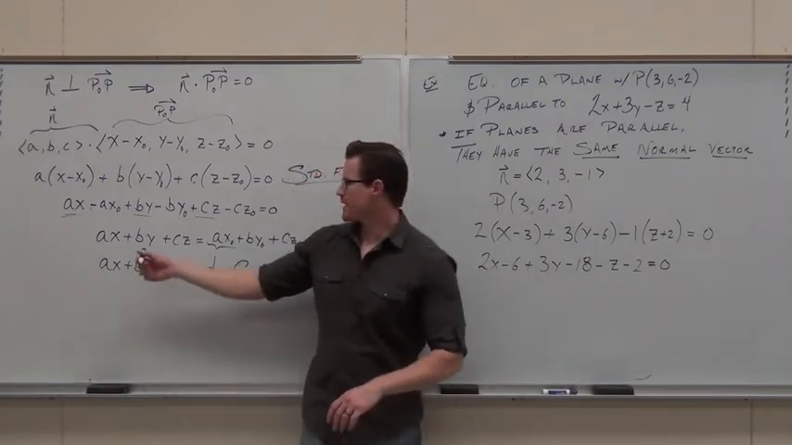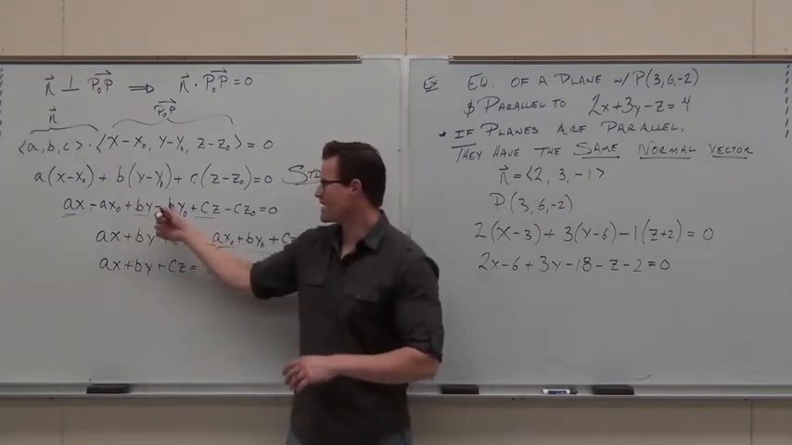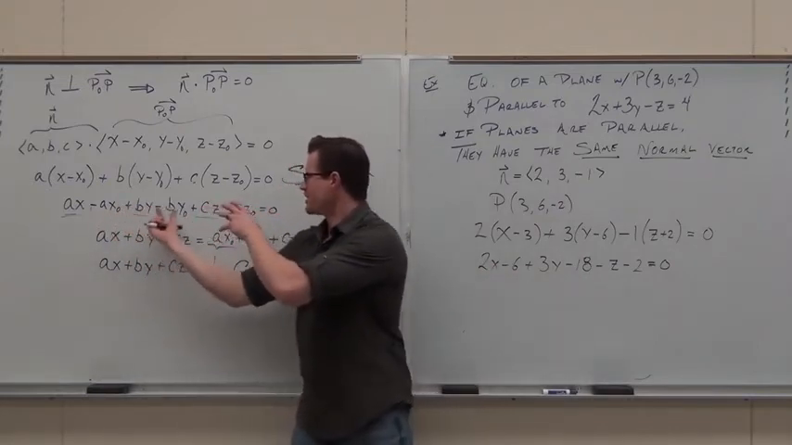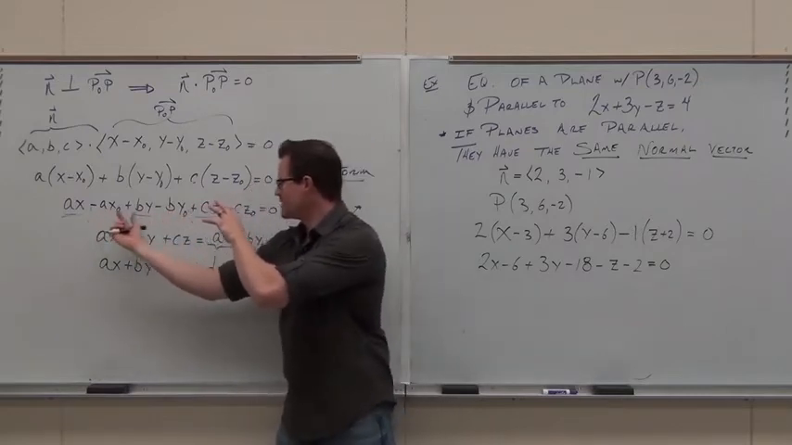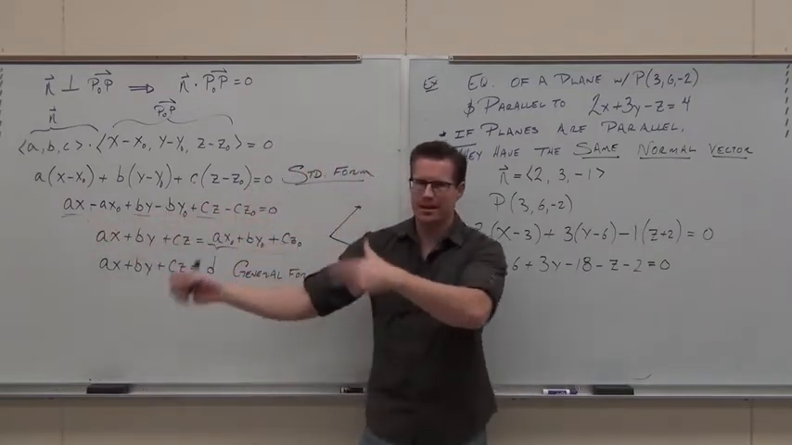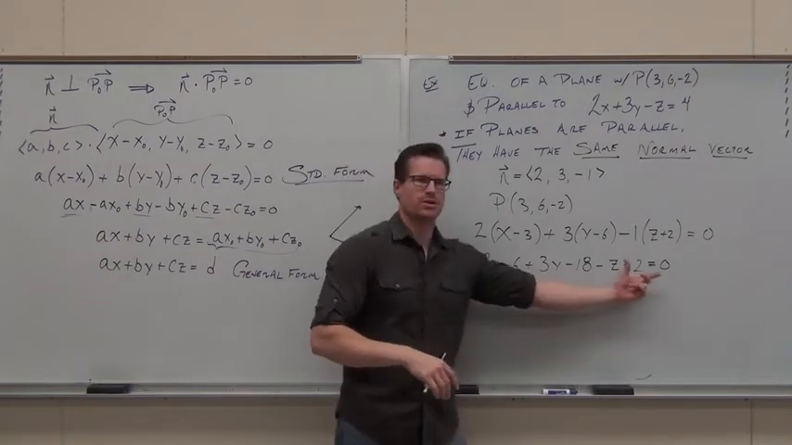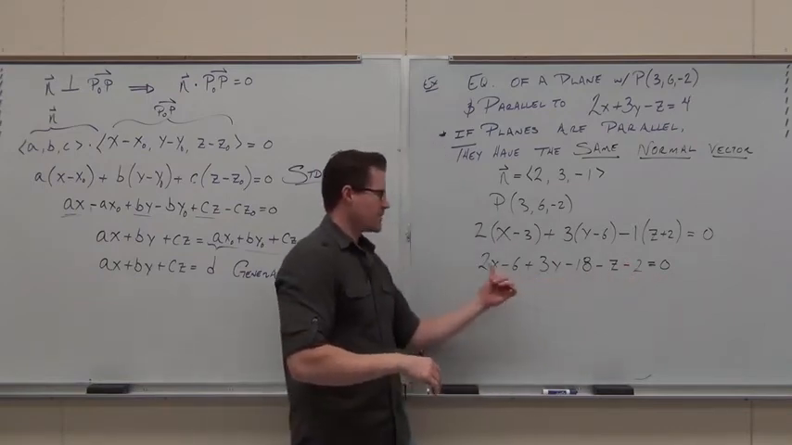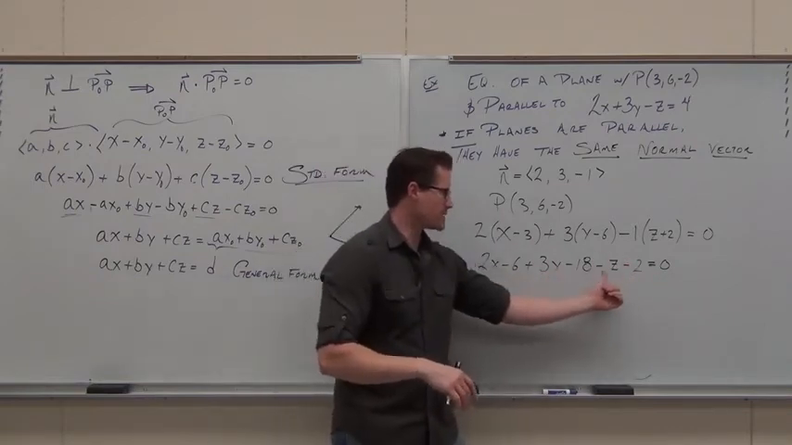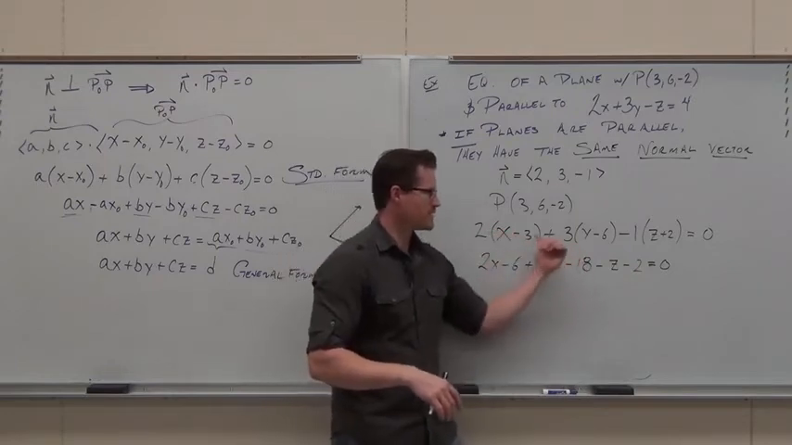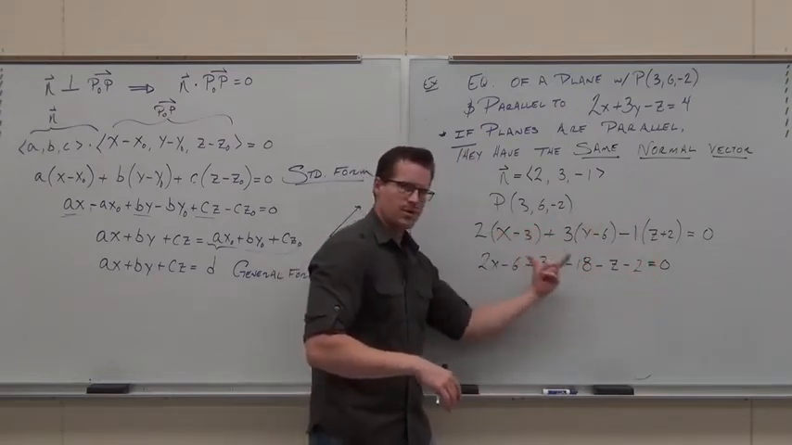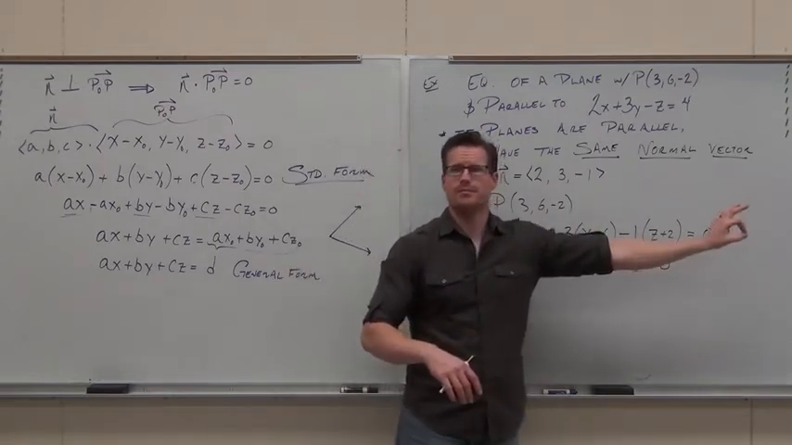This is what we did right here with all this junk hanging out. And then we took all the junk, this stuff, the sub-zeros, and we added it or subtracted it over. That's what's going on here. So right here we have our 2x, we got our 3y, we got our minus z, we got our negative 6, our negative 18, and our negative 2. Take those numbers and move them. That's what I want to see.